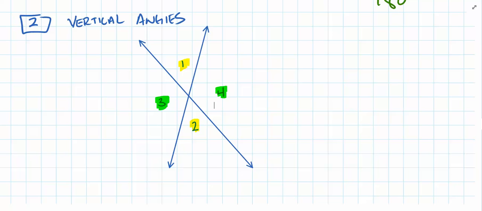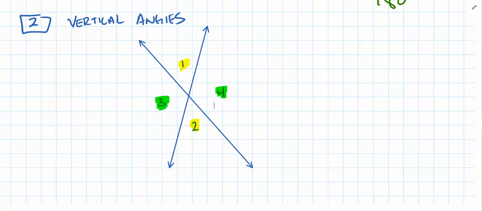Yeah, what do you think? On the opposite sides, they look about around the same. Can you give me a pair of what you mean by opposite sides? 1 and 2, those are across from each other. They look to be about the same measure. Who agrees with that statement? You guys agree? Okay. What else do you see? 3 and 4 look to be about the same.